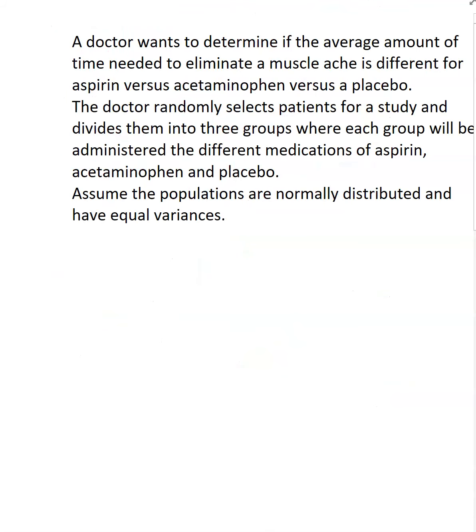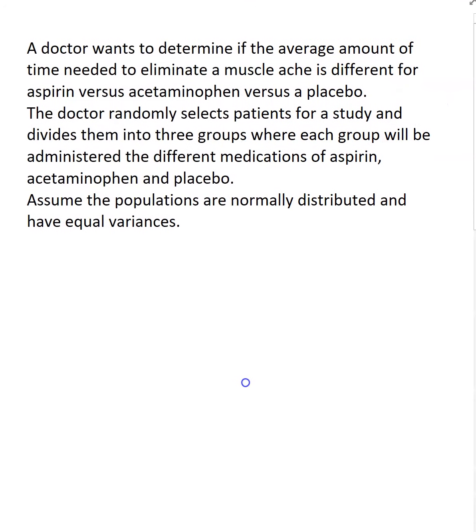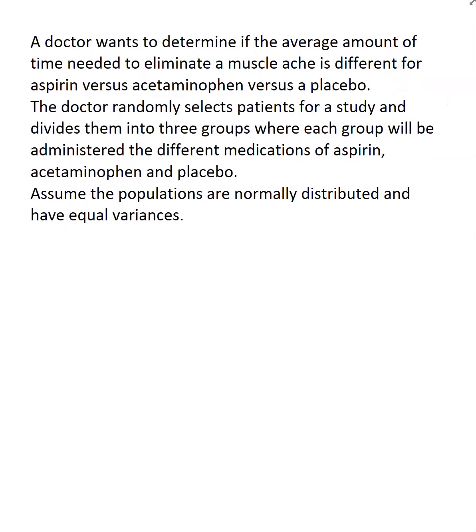Here is our next example. We will look at the first one here. A doctor wants to determine if the average amount of time needed to eliminate a muscle ache is different for aspirin versus acetaminophen versus a placebo. The doctor randomly selects patients for a study and divides them into 3 groups, where each group will be administered the different medications of aspirin, acetaminophen, and placebo. Assume the populations are normally distributed and have equal variances.